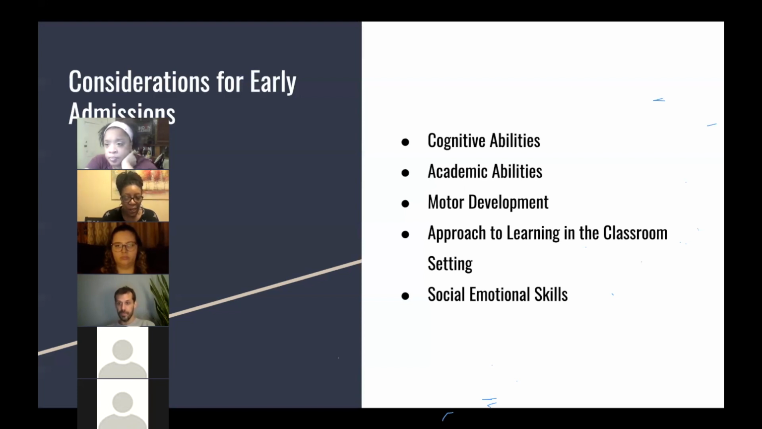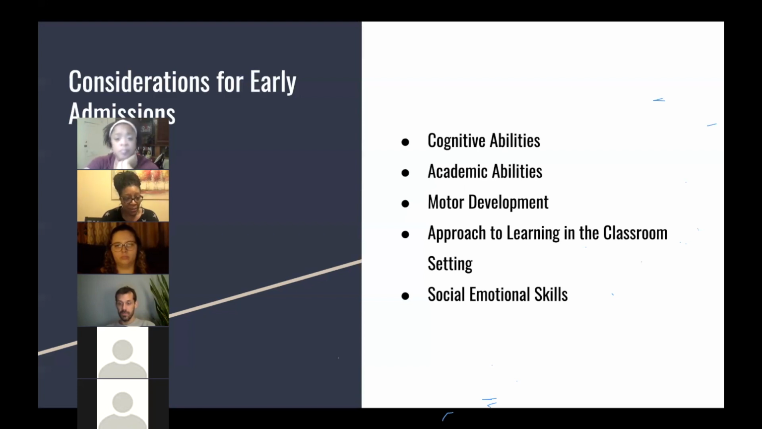So both fine motor and gross motor. And then just an overall approach to learning. So as we're thinking about hopefully observing your child in their current setting, how are they actually approaching their learning? Are they asking questions? Are they engaged in groups? So really thinking about how they are successful in that classroom setting already.